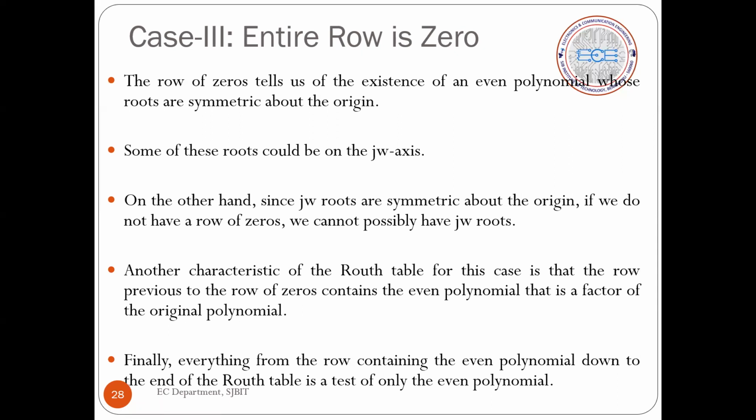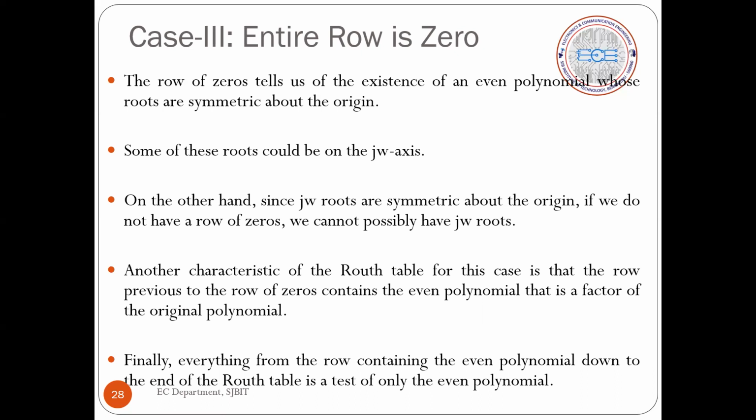Finally, we can say that everything from the row containing the even polynomial down to the end of the Routh table is a test of only the even polynomial. See what we wanted to say here. Our entire row becoming zero happened, and we constructed an auxiliary equation and completed the table. From that row down to the end of the Routh table is a test of only the even polynomial.